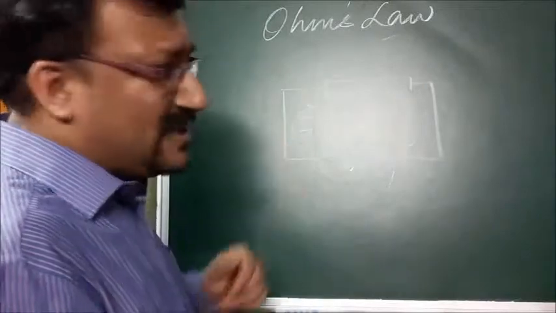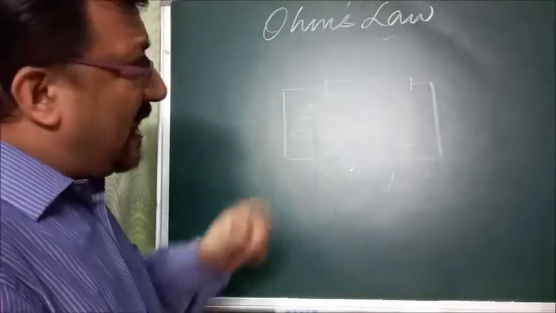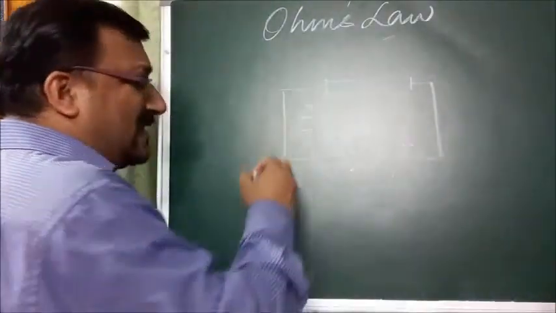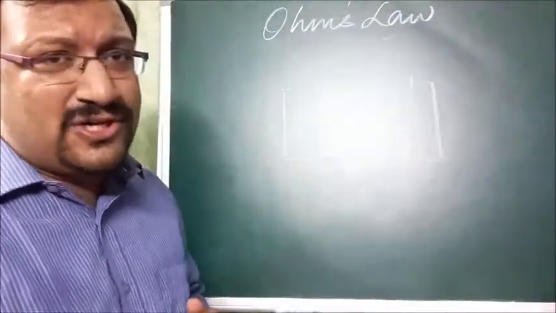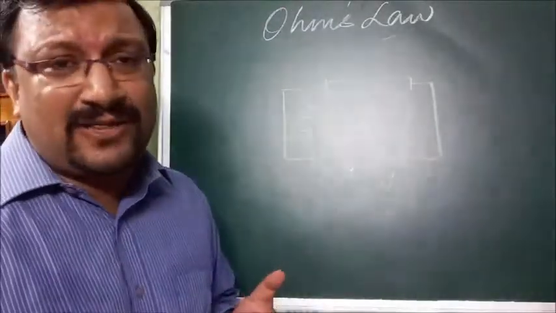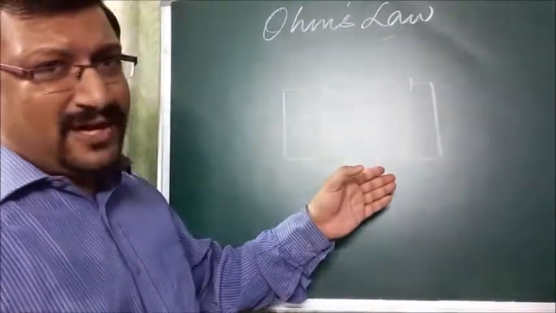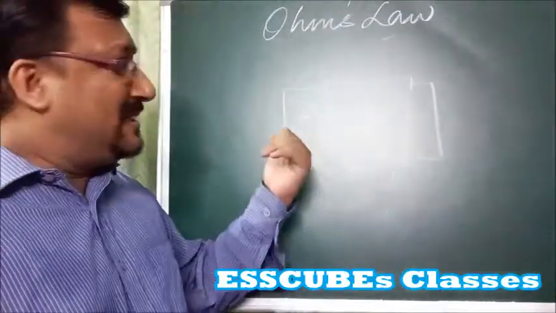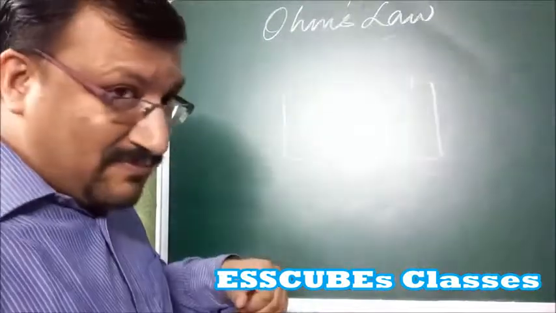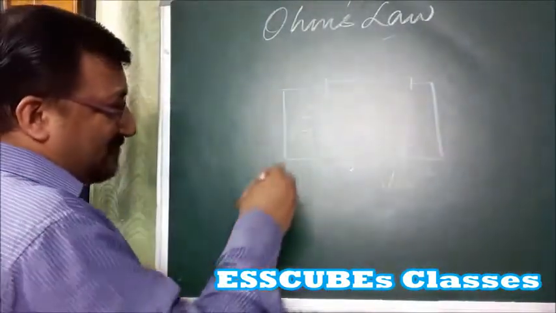According to Ohm's law, the current that will be flowing will be directly proportional to the potential that is applied. That means if I increase the strength of the potential between the two terminals, then the strength of the current would also increase. Let's put it mathematically. What does it mean?